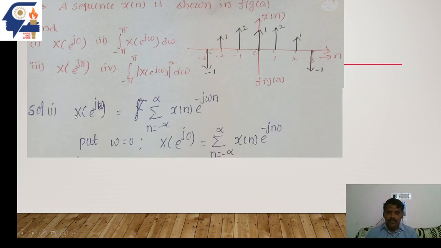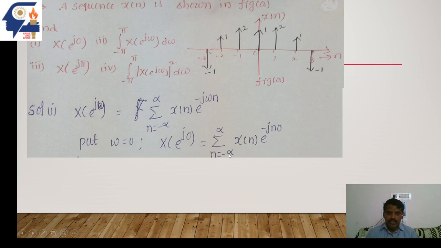Fourier transform of x of n is capital X of e power j omega, that is equal to summation n equal to minus infinity to plus infinity x of n e power minus j omega n. They are asking for capital X of e power j omega. Now put omega equal to 0 on both sides. You will get capital X of e power j 0.